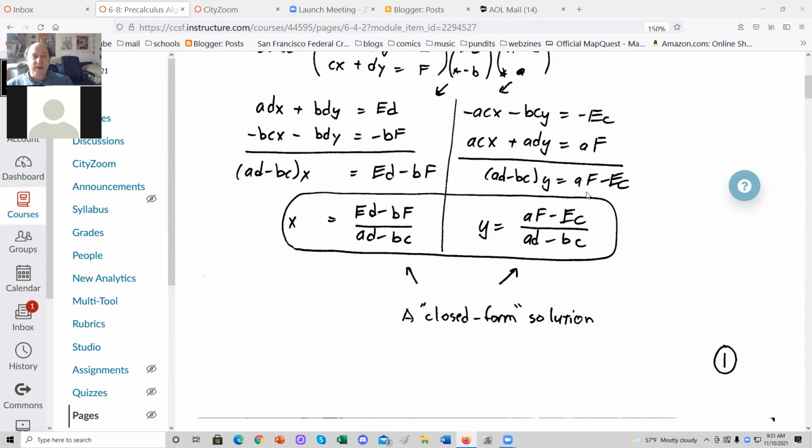Okay, we have a formula. We don't have to go through steps. We just plug them in and turn the crank, and out comes an answer. The main difficulty right now is, how do you remember this? It's not that obvious.